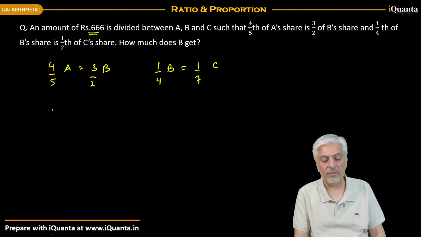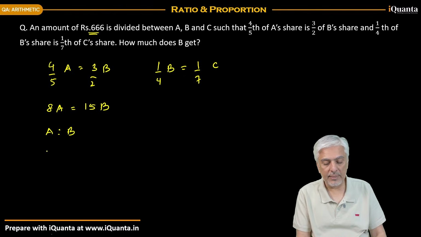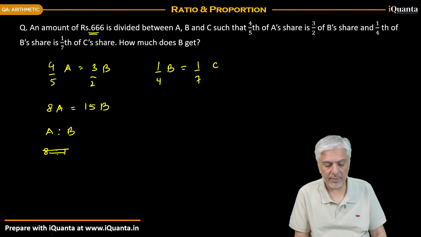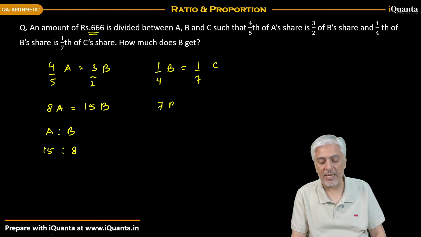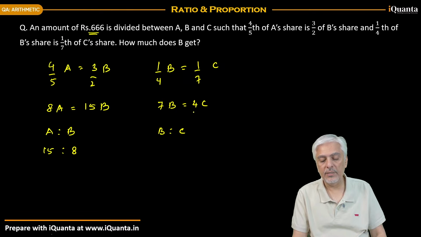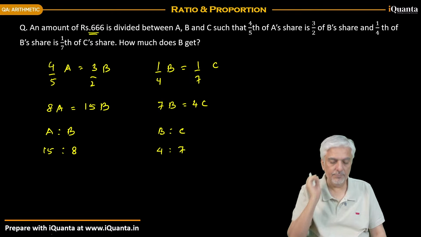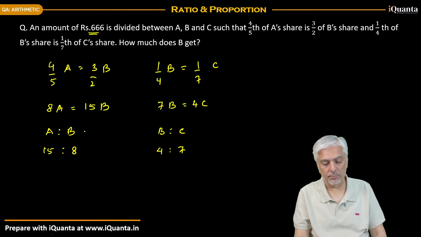If I cross multiply, what will I get? 8A is 15B. So A upon B is 15 upon 8. Over here, I'll cross multiply, I'll get 7B is equal to 4C. So B upon C is 4 upon 7. So basically B is 4.